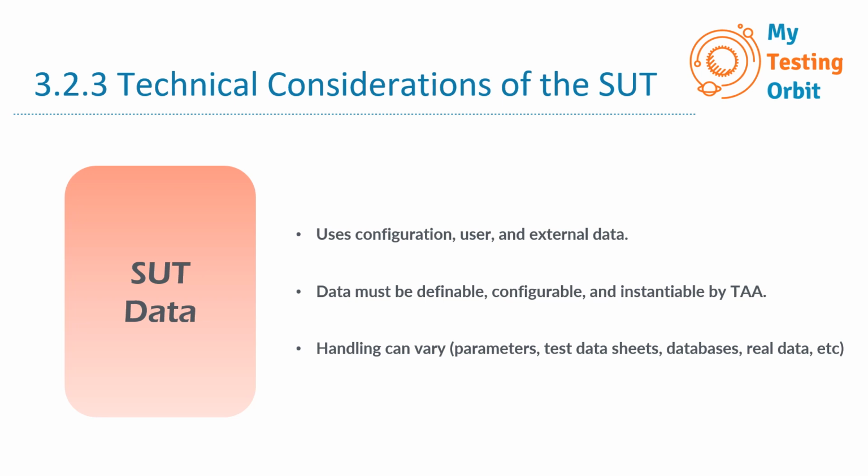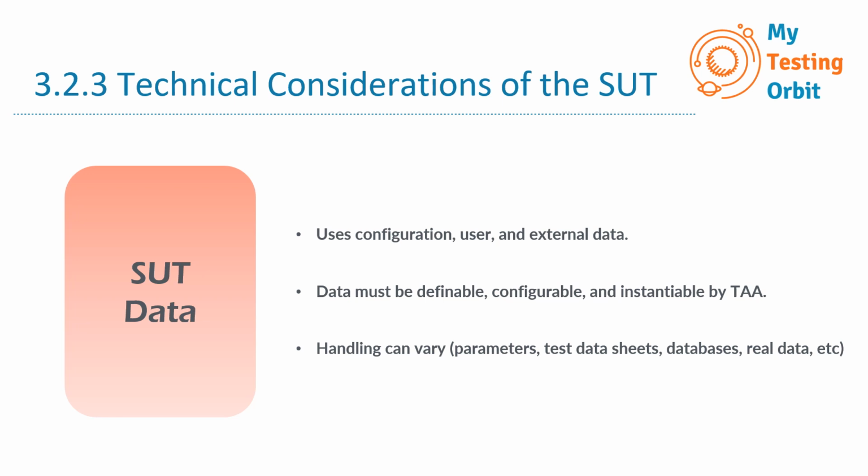When we come to configurable, that means that we can adapt and tailor the data to suit different test scenarios, which allows versatility in testing. And finally, capable of instantiation by the test automation architecture signifies that the TAA can create instances of this data as needed during testing.